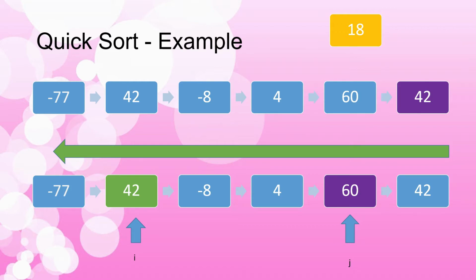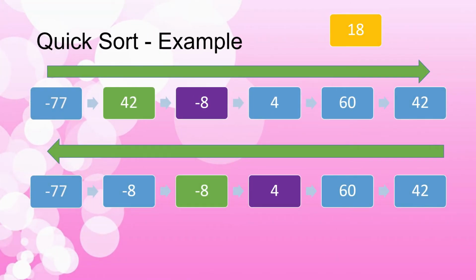At this point we have i at position 1 and j at position 5. And we check if these two have crossed each other. If not, then we switch back to --j, and --j means 4, and it is the 60. And we repeat the same process that we did before. Is 60 less than 18? No, then it stays where it is. After that, we switch back to i, and we increase the value by 1. And this is the minus 8 in our example.